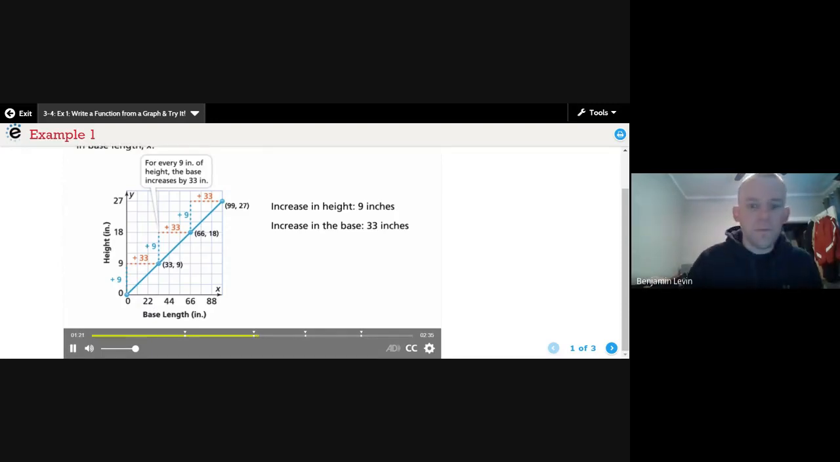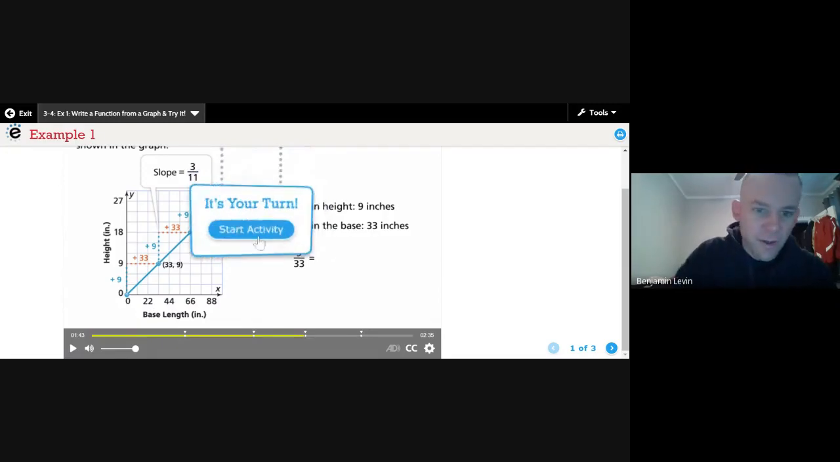So the slope of the line is the change in height, which is 9 inches, divided by the change in base length, or 33 inches. The slope is 9 divided by 33, which simplifies to 3/11. Now, let's use the slope to write an equation for the function shown in the graph. Oh, we already did this, so we don't even need to do this, okay? We literally just did this right here.